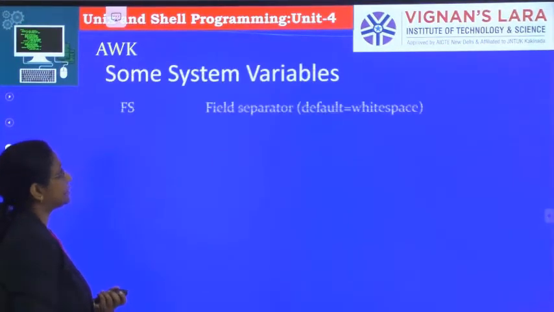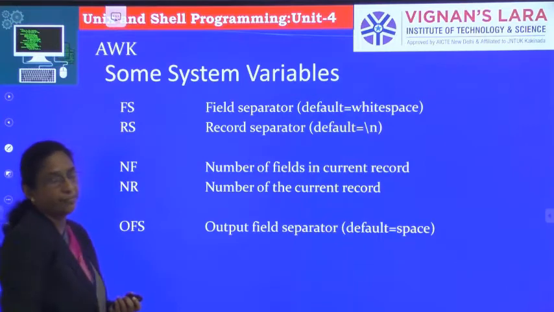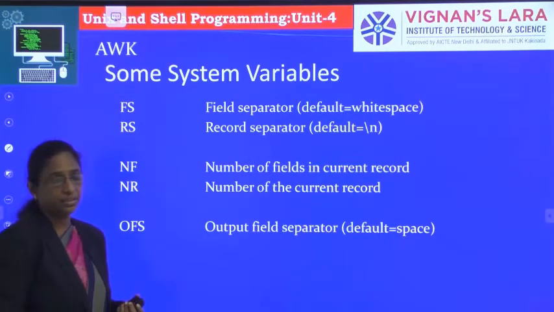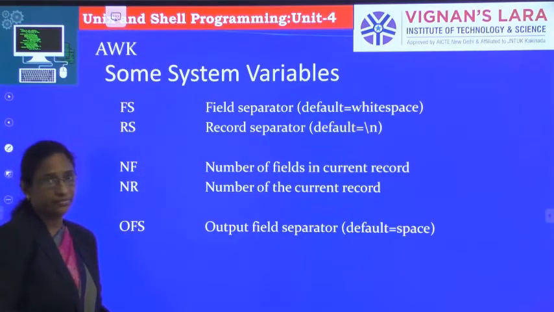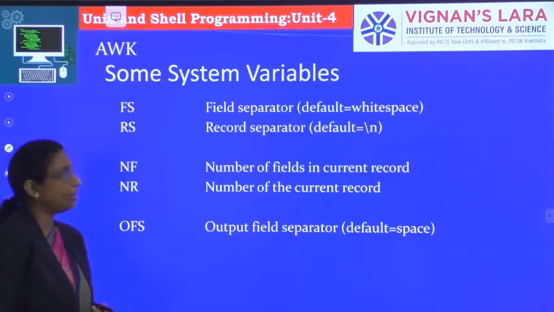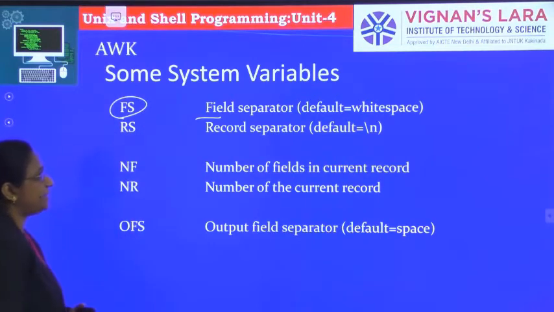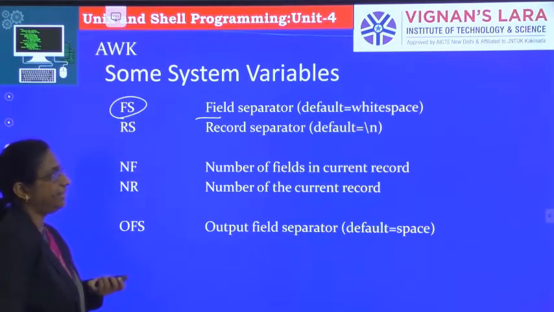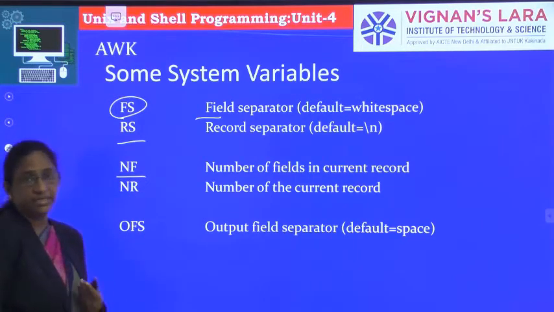Next, some system variables, for effective matching of the pattern, to make the searching more efficient. Here some built-in variables are provided in the awk command. FS specifies the field separator; by default, the field separator is white space. Similarly, RS specifies the record separator; by default, the record separator is new line. And NF is the number of fields in the current record.